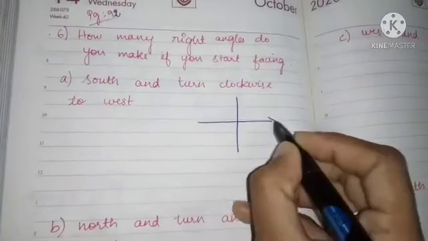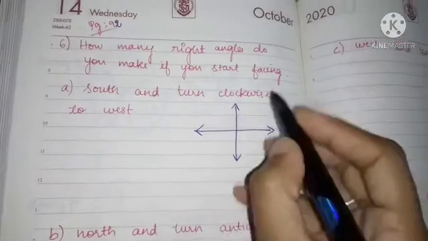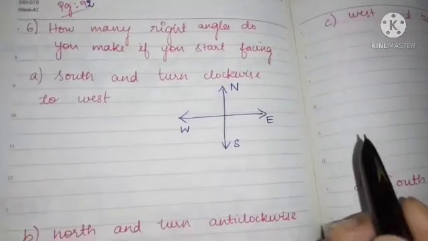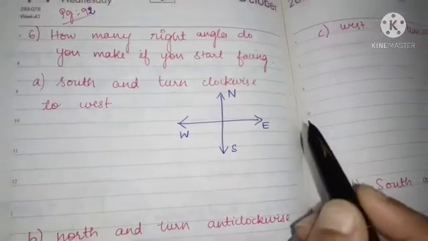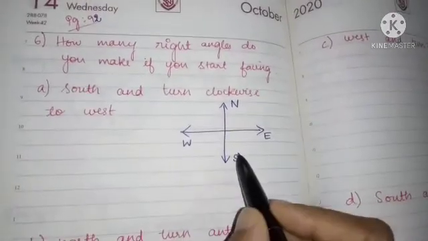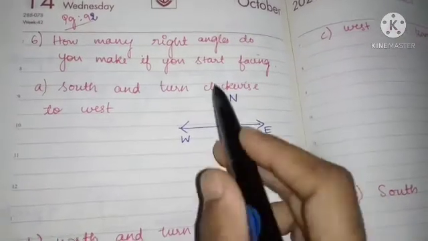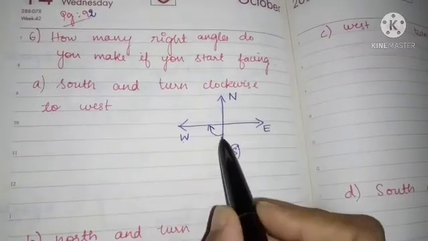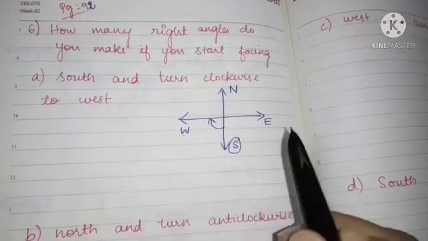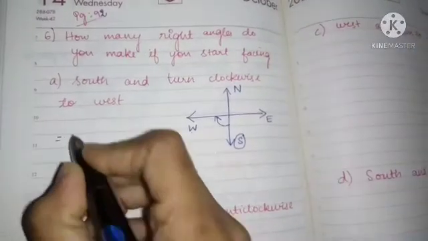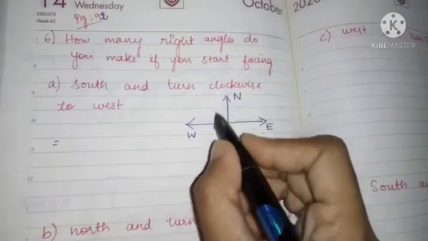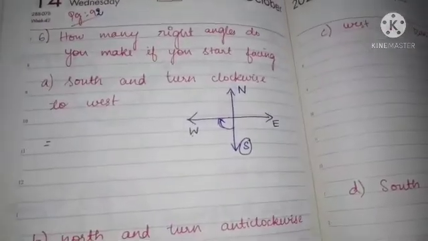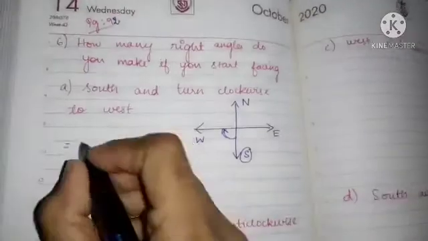So, I am going to draw this. Do you remember this? North, south, east, west. This is the direction. We should find how many right angles. So, you are at south and turn clockwise to the west. How many right angles are we making? One right angle. This is one right angle. In that I am facing only one right angle.